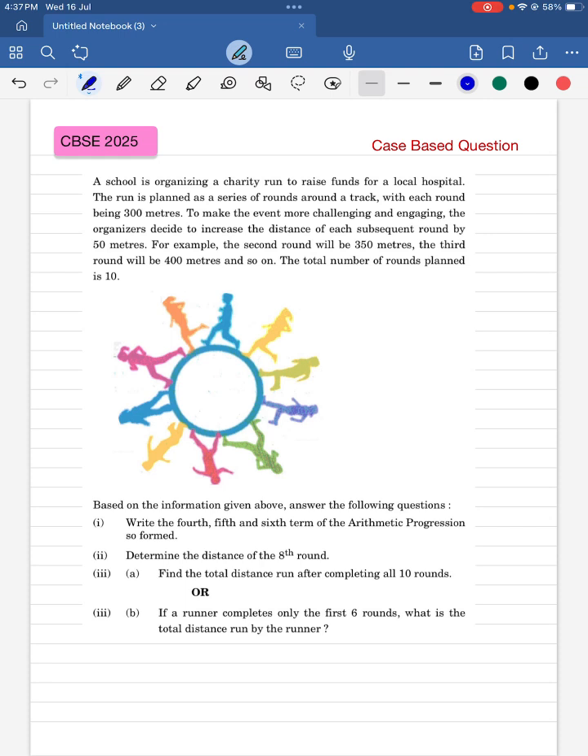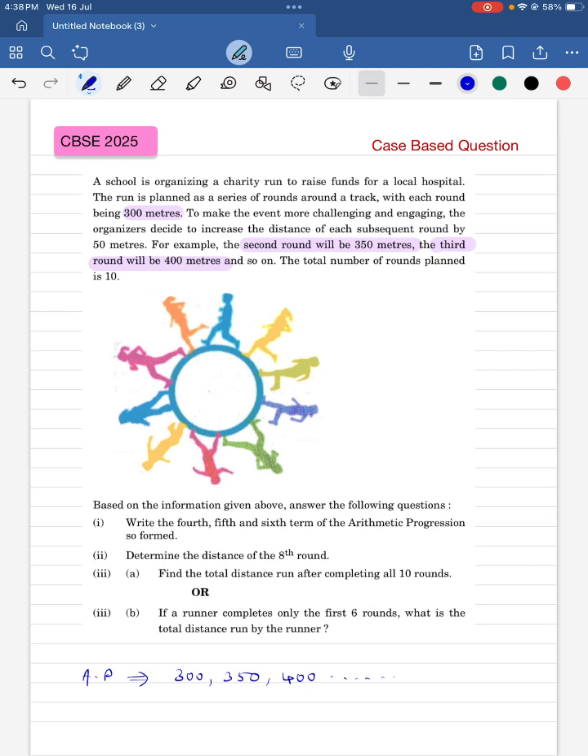In the first part, you have to write the fourth, fifth, and the sixth terms of the arithmetic progression so formed. Okay, so let's look at how we can form the AP. The first round is 300 meters. The second round is 350 meters. The third round will be 400 meters and so on. So the AP will be 300, 350, 400 and so on.